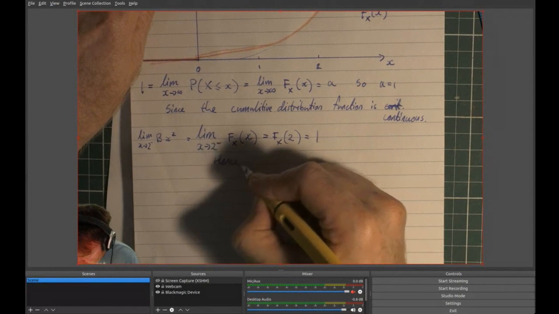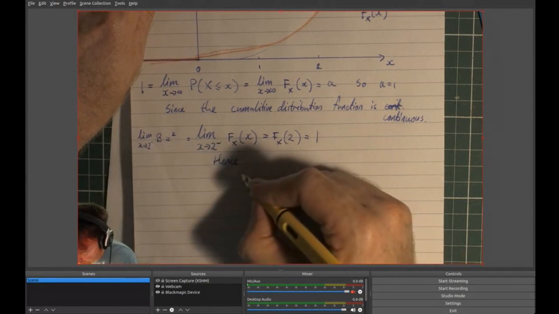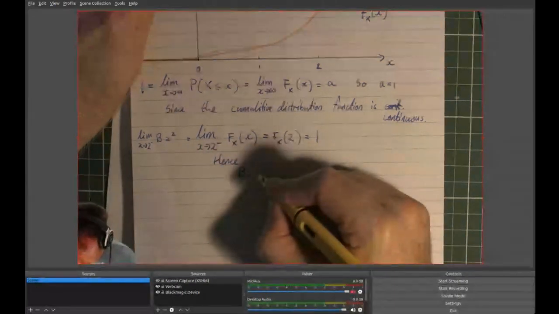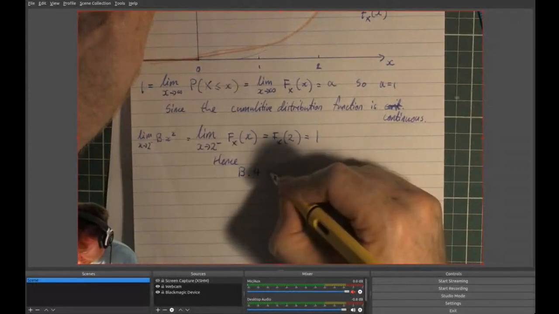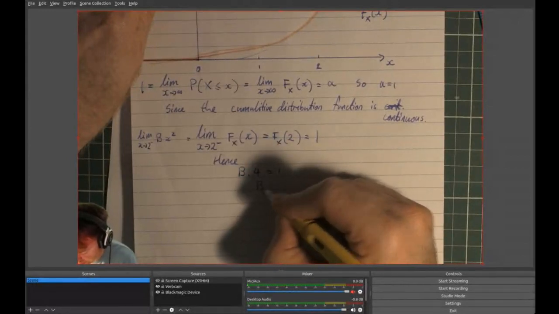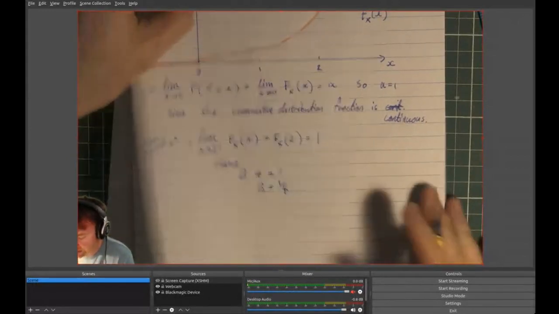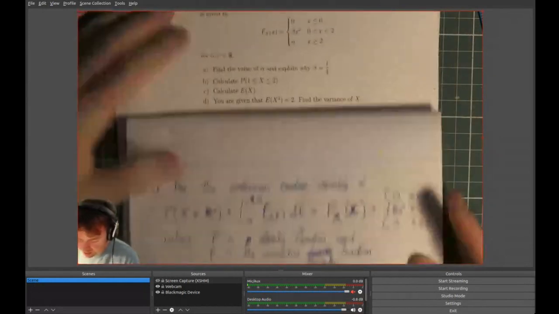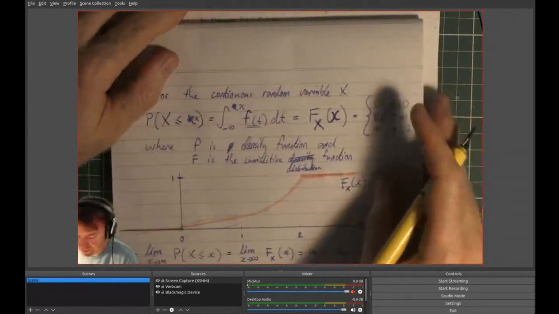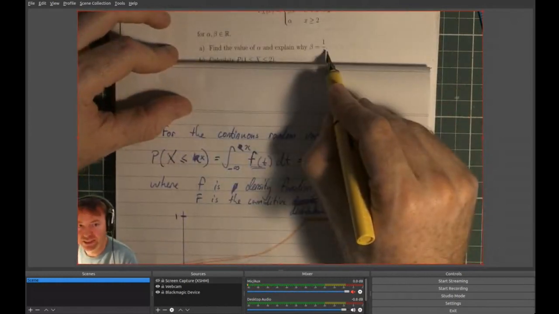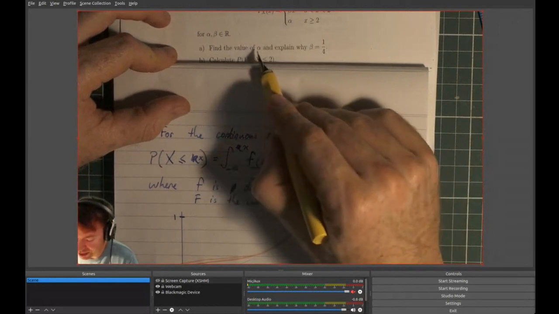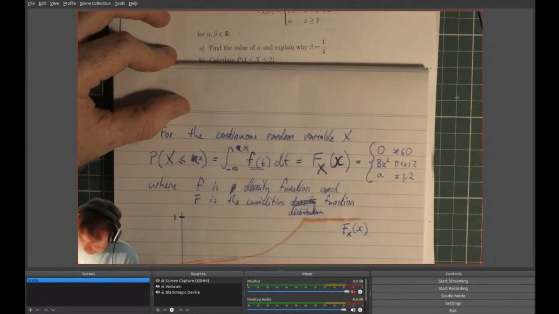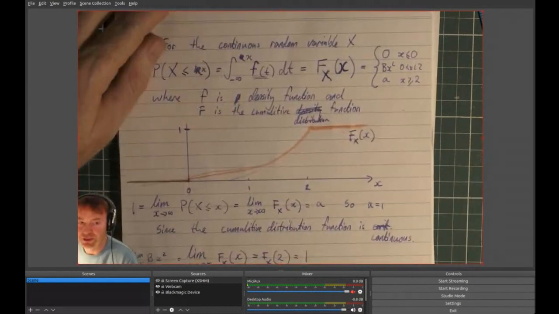Hence, this one here is just going to be equal to b times 4 is equal to 1, and b is equal to 1/4. Now, did you need to go through all that stuff? Well, maybe not for alpha, but yes for beta. So the question asks you to find the value of alpha.